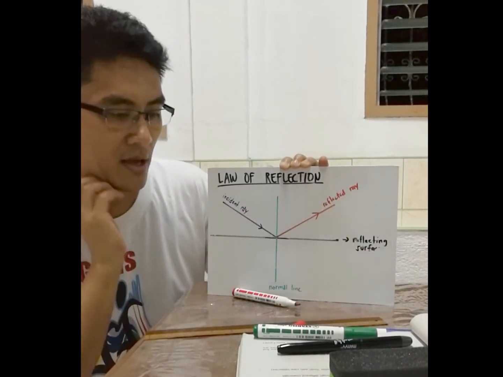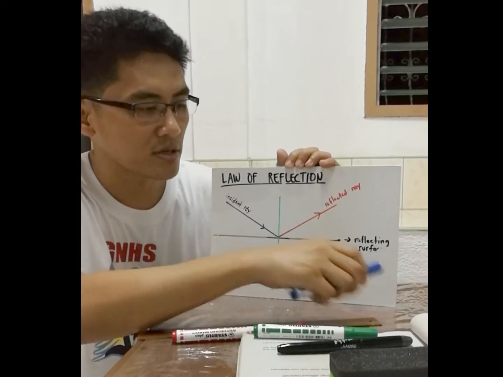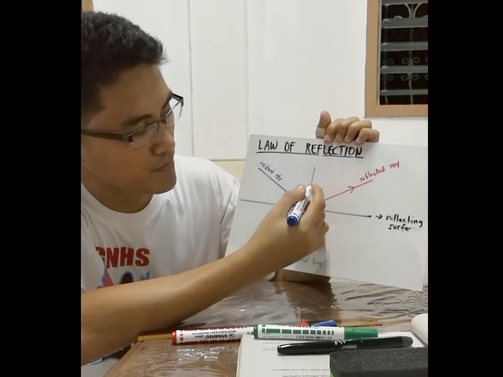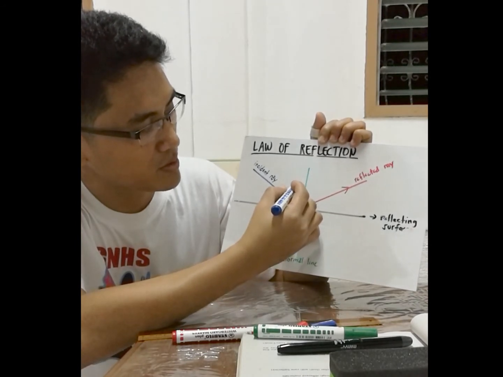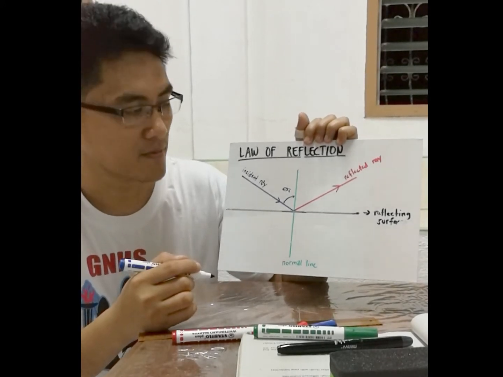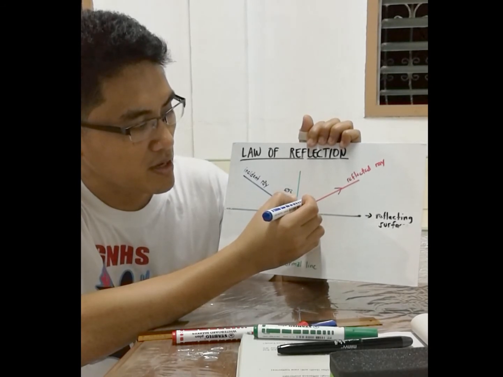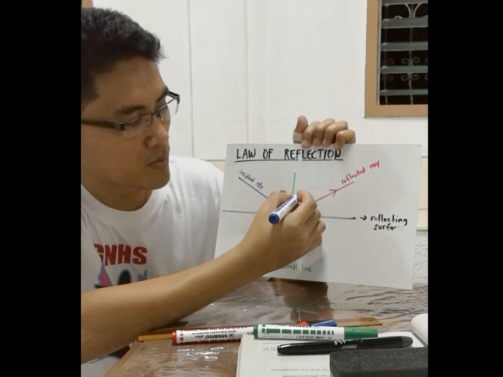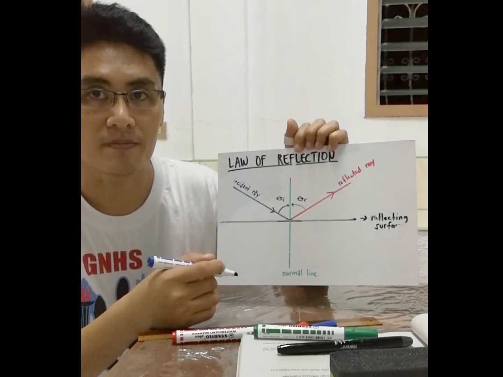Now, using this diagram, we can then measure two different angles, which is here. We can measure this angle, and that angle is what we call the angle of incidence. Okay? And on the other side, we can also measure another angle from this ray towards that part, and we call this the angle of reflection.